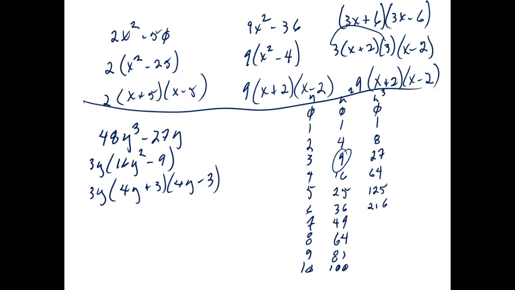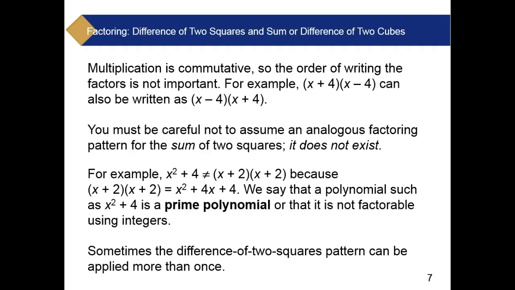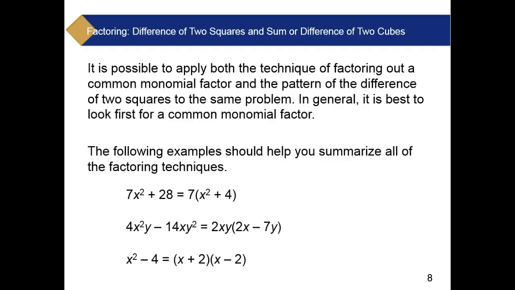Okay. Now, I think they have a series of other ones. Here we go. Mixing things up a little bit. Can you factor that? All right, let's start with the beginning. It's possible to apply both the technique of factoring out a common monomial factor and the pattern of difference of two perfect squares in the same problem. We've already done those. In general, it's best to look first for the common monomial factor. Okay, can you do that?